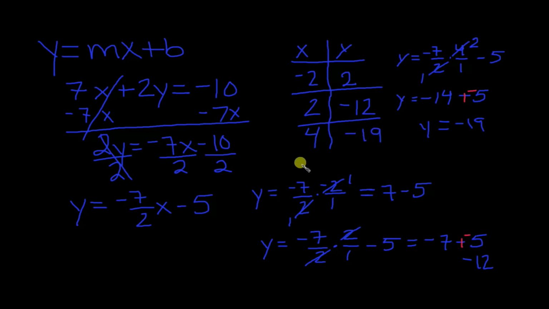I'll upload another video so I can show you how to graph this. But here are your coordinates. Your ordered pairs are negative 2, 2; 2, negative 12; and 4, negative 19.